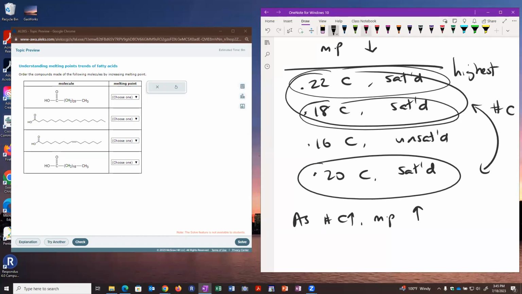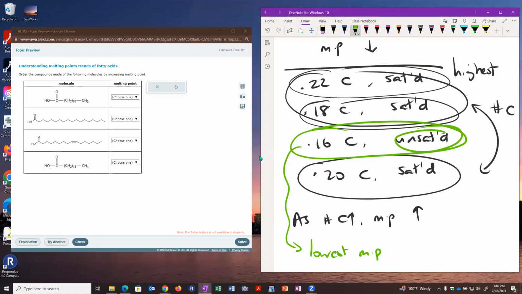Now, there's one of these that is unsaturated, and it's actually smaller than the others, and that's the 16 carbon. So the fact that it's smaller, right away we can quickly say that it's going to have the lowest melting point. And because it has at least one carbon-carbon double bond, that's going to make it more like a liquid. It's not going to pack close together to others of the same type of molecule. So that just confirms that it's going to have the lowest melting point.